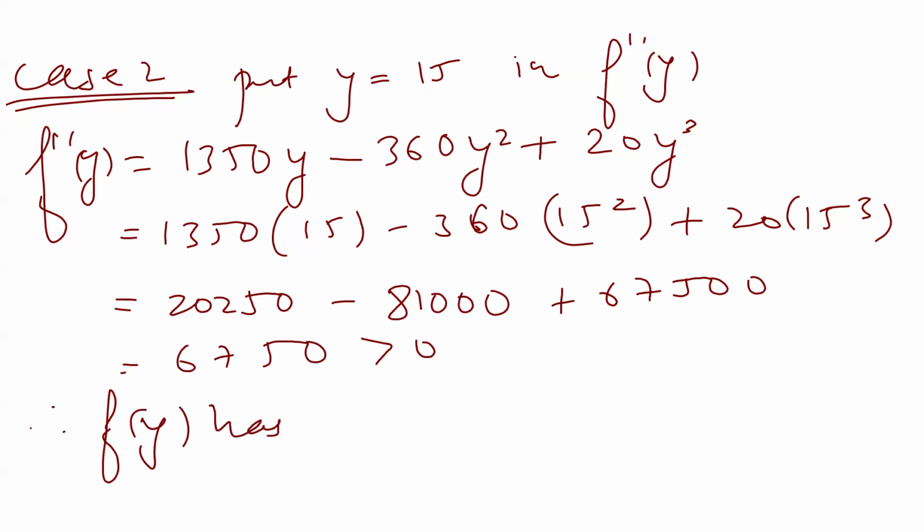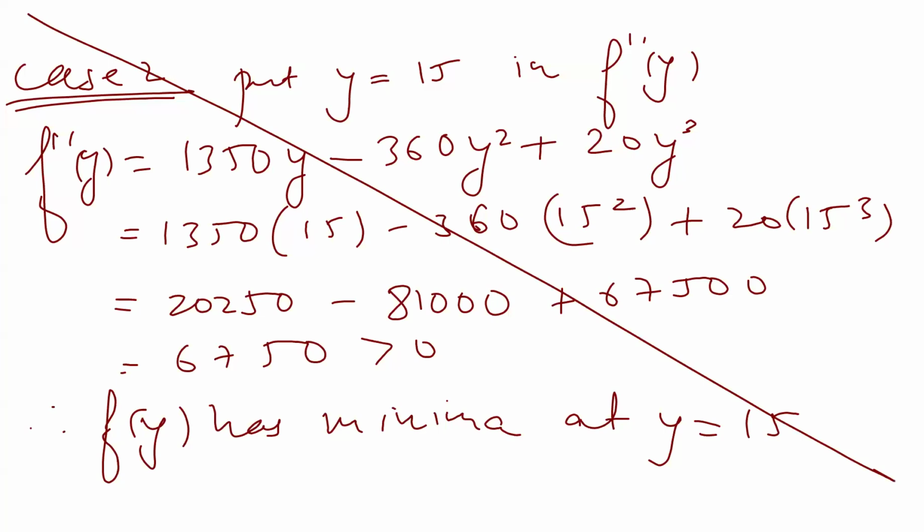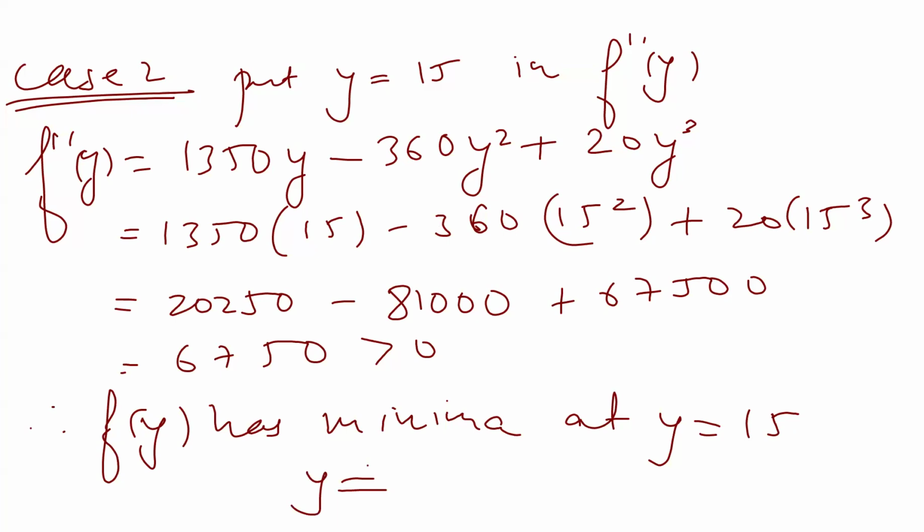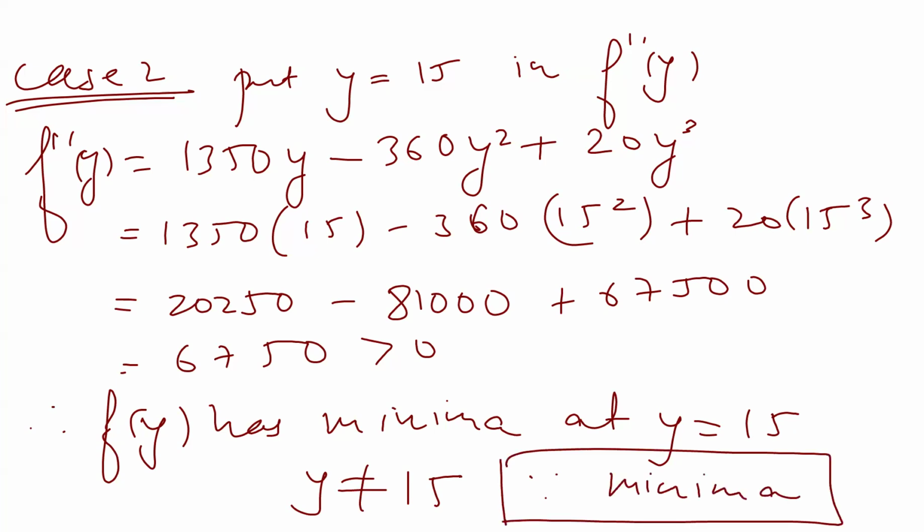Therefore, f of y has minima at y equal to 15. The problem is asking for maxima and we got minima over here. So case 2 is discarded. We cannot consider case 2. So y cannot be 15 since we get minima. Okay, so only case 1 was the answer.